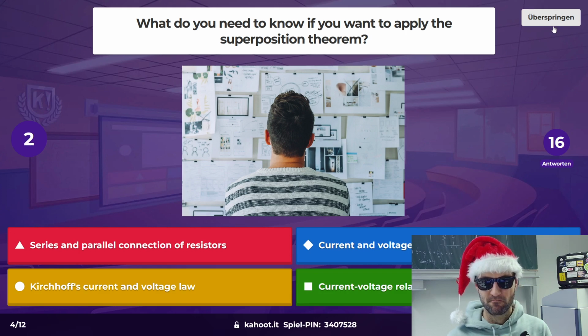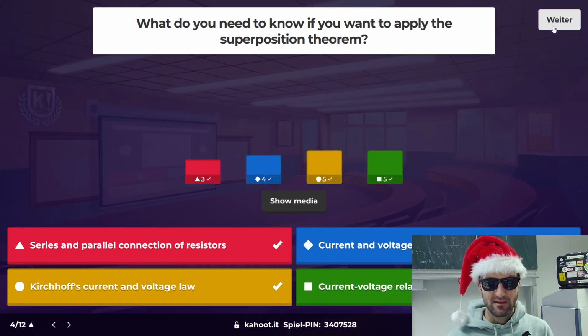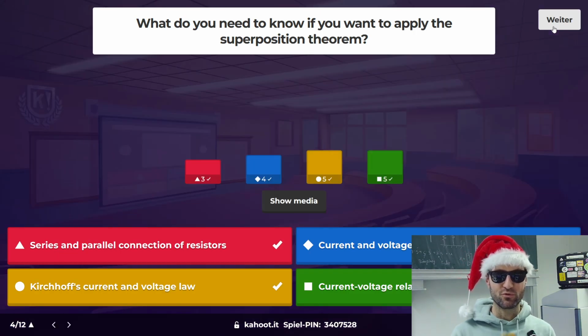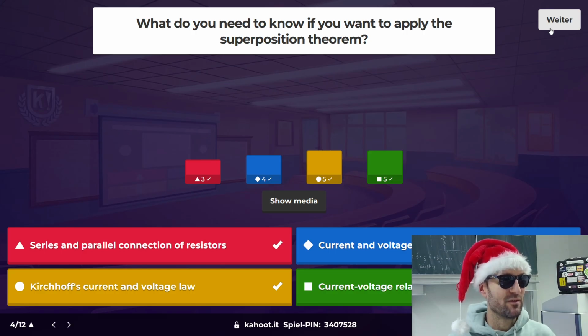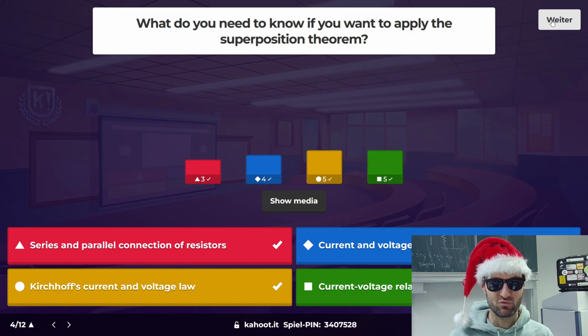And this is a question where nothing could go wrong because all of these answers are correct. You need to know all of them. Because if you just switch on one source at a time, you still have a circuit that you need to calculate somehow. And for this, you need to know about all these rules.